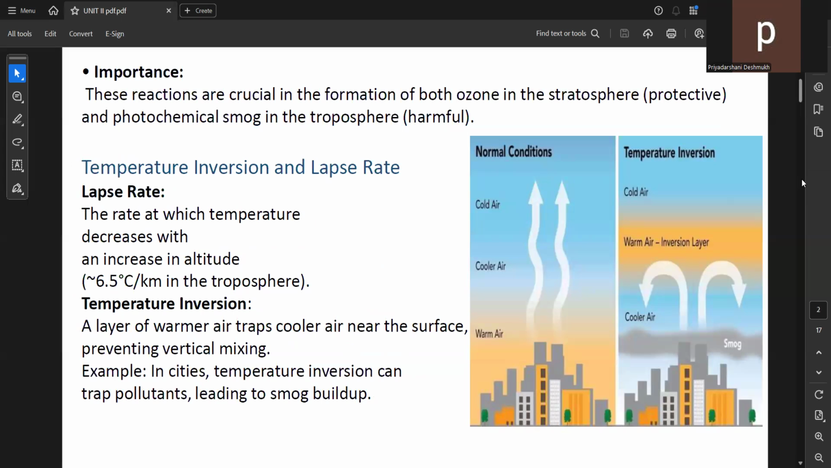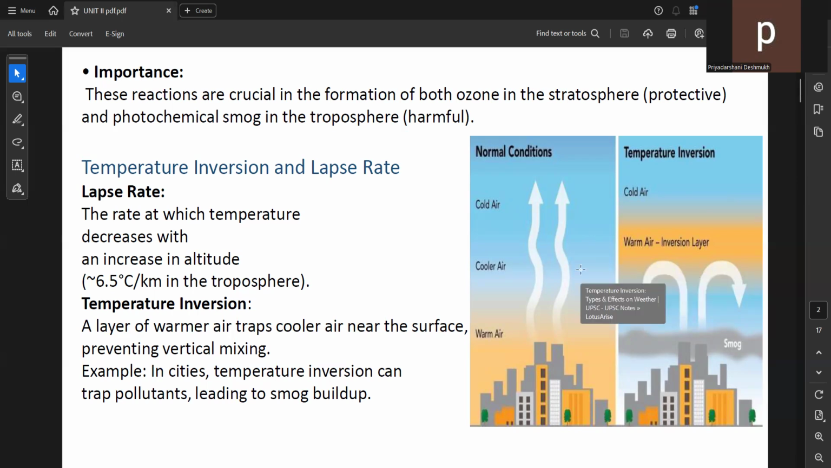That is the temperature inversion and the lapse rate. Now, what is temperature inversion? There are two images given, that is the normal condition and the temperature inversion. Here, temperature inversion occurs when the normal temperature gradient is reversed, meaning that the temperature increases with altitude instead of decreasing. Here the two main diagrams are shown by these images. These two images give you the idea about the temperature inversion.